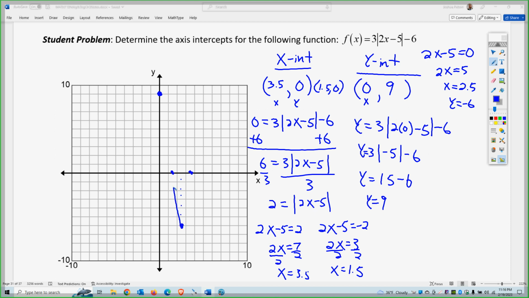Okay, so there is our absolute value graph. Kind of missed the point a little bit, but we got it. All right, that is the end of part 1.